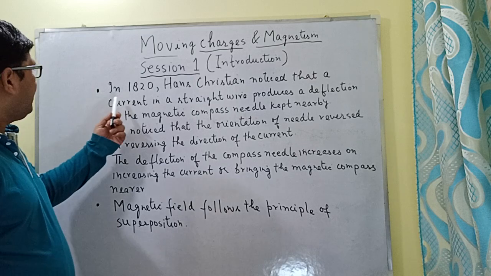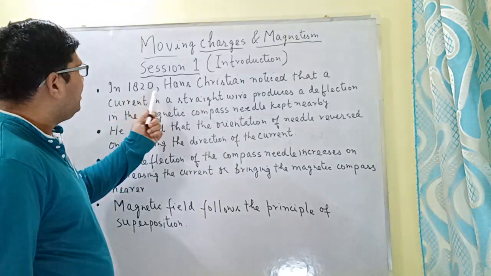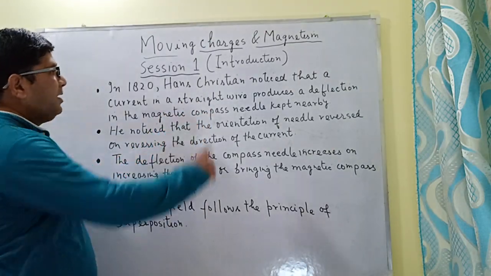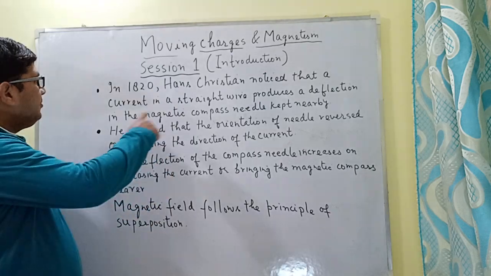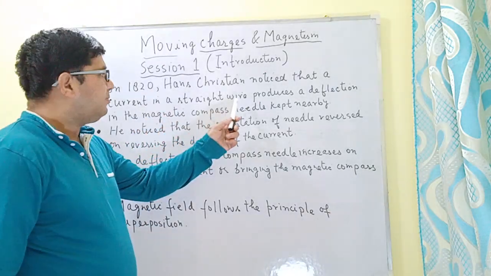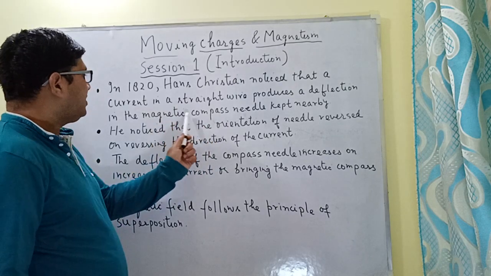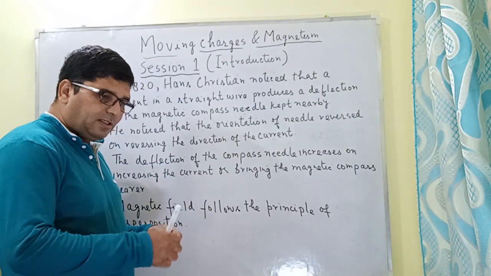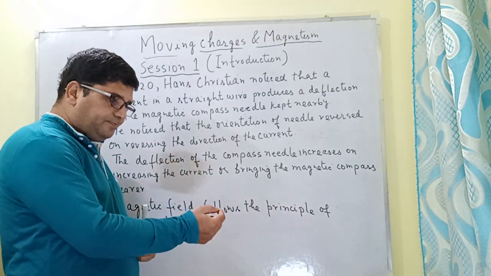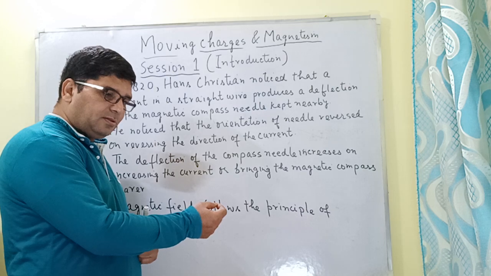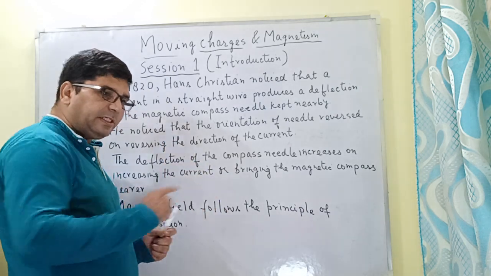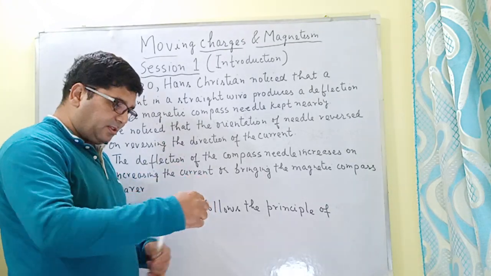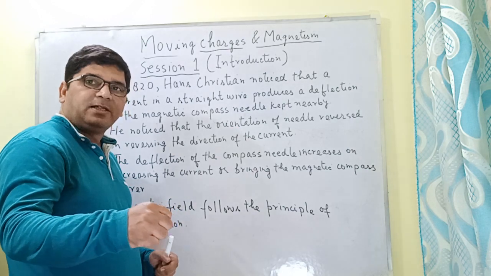The first one is that in 1820 there was a Dutch physicist by the name of Hans Christian Oersted. He noticed that the current in a straight wire produces a deflection in the magnetic compass needle which was kept nearby. You notice that this magnetic compass needle got deflected when it was placed near a current carrying conductor.